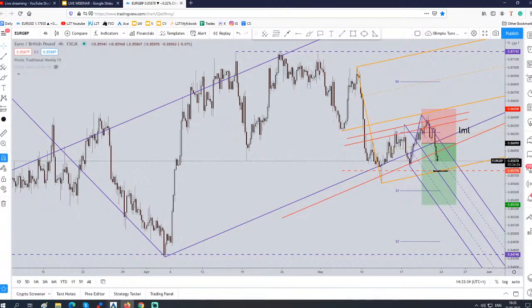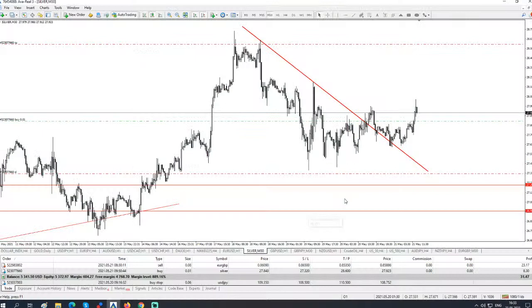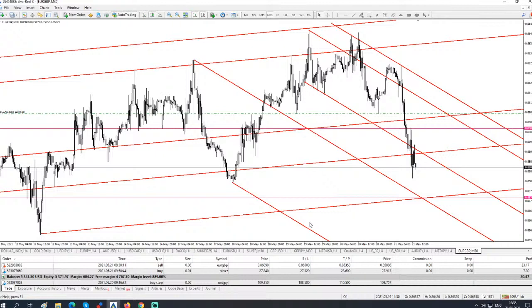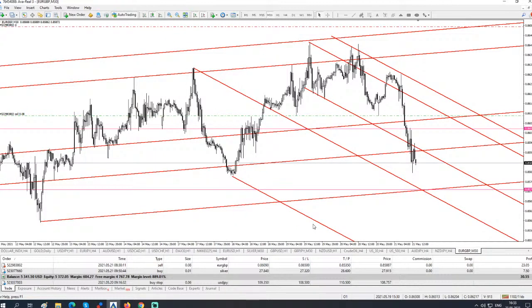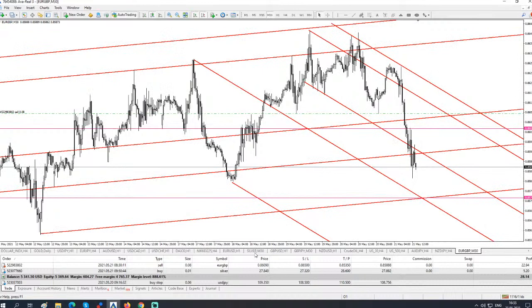So let's start with our open trades right now. Here we have our real account. We have a long position in silver, also a short position, a selling position, in euro versus the GBP. So right now we are good. Both trades are running in profit.